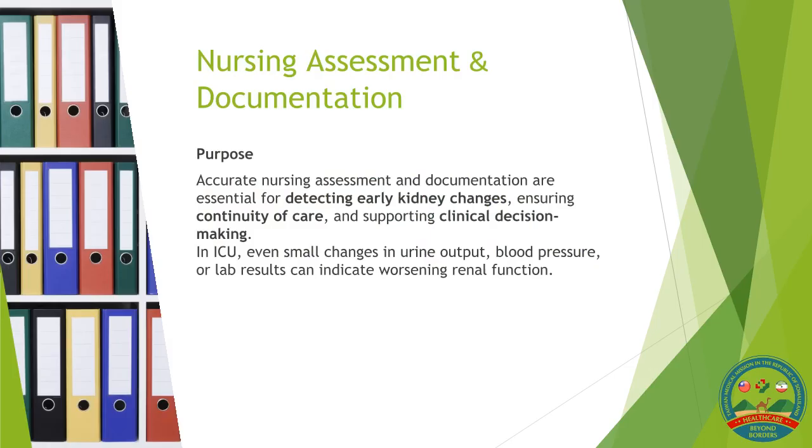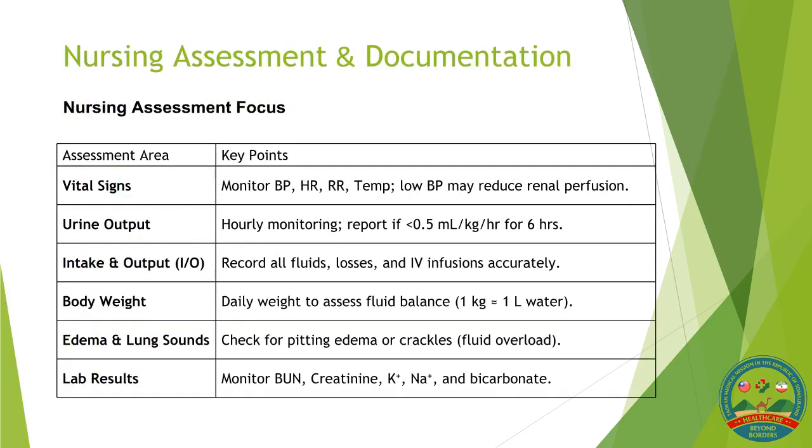In the ICU, even small changes in urine output, blood pressure, or labs can signal worsening kidney function, so every detail matters. In renal patients, nursing assessment must be systematic and consistent. Check vital signs. Low blood pressure may reduce kidney perfusion. Monitor urine output hourly. Report if it's less than 0.5 milliliters per kg per hour for 6 hours.